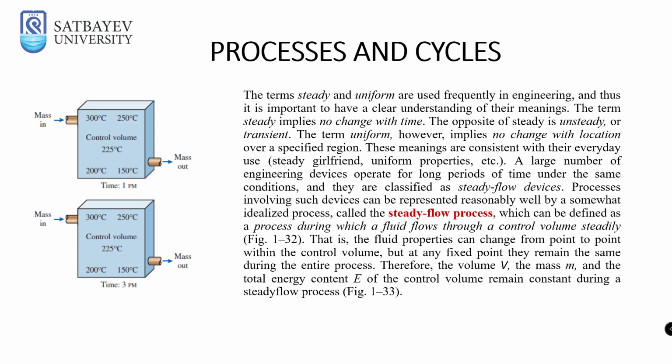The terms steady and uniform are used frequently in engineering, and thus it is important to have a clear understanding of their meanings. The term steady implies no change with time. The opposite of steady is unsteady or transient. The term uniform, however, implies no change with location over a specified region.